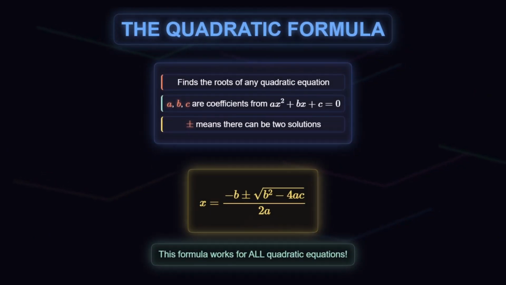The quadratic formula finds the roots of any quadratic equation. The coefficients a, b, and c come directly from the standard form. The plus or minus symbol means we can have two solutions. This formula works for all quadratic equations.